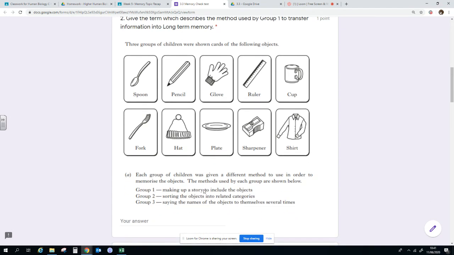Give the term which describes the method used by group 1 to transfer information to long-term memory. So group 1 is making up a story and including the objects. So your answer to that should obviously be elaboration.